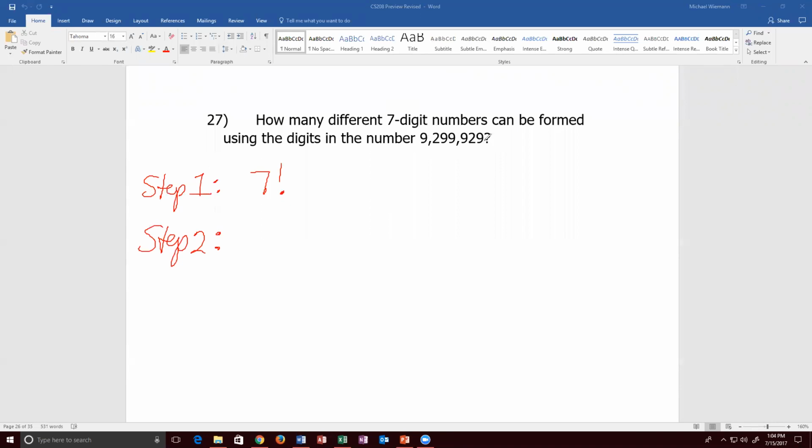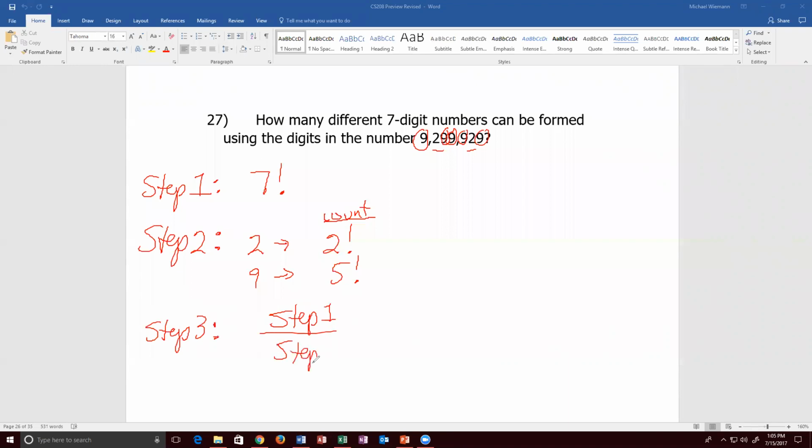So for this guy here, I have a 2 and I have a 9. Well, for 2s, let's count how many 2s are in the number. Well, there's 1, 2 of them. So I have a total of 2 twos. So this is our count column, the count or the frequency of how many. For the nines, that's all the other digits. 1, 2, 3, 4, 5 of them. So I have 5 factorial as that. The remaining step 3, you take step one's result and divide it by step two's result.